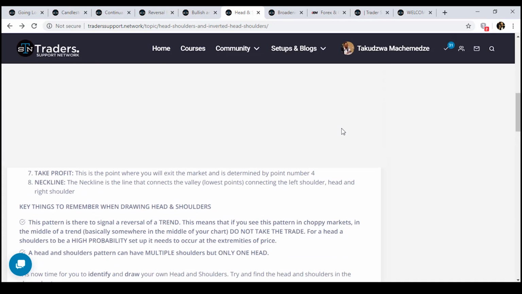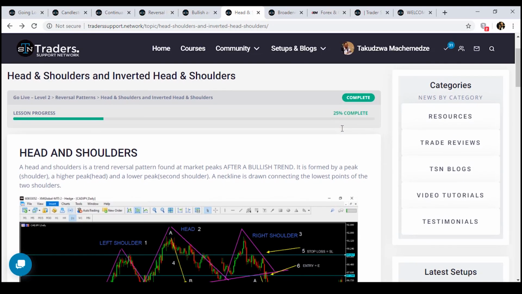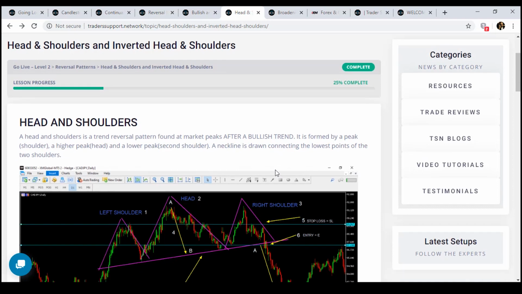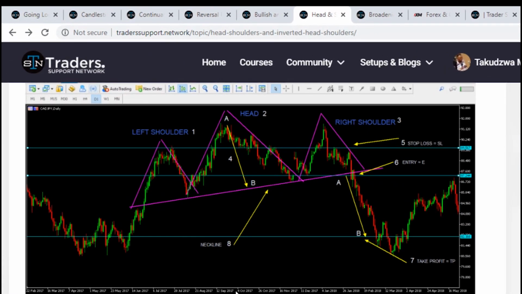When you're done, you then get on to do the reversal patterns, which is the other set of patterns. Head and shoulders pattern is an example. Beautiful example. It's a trend reversal pattern found at market peaks after a bullish trend. Take a look here. Very accurately drawn head and shoulders. You would know what a head and shoulders consists of if you paid attention in the video.